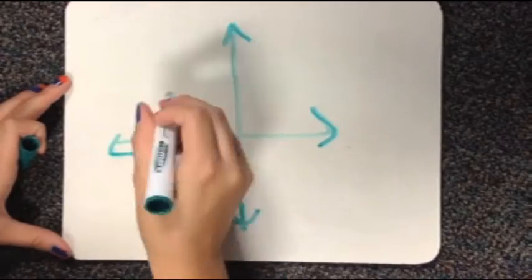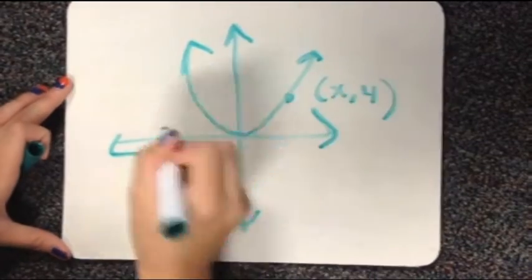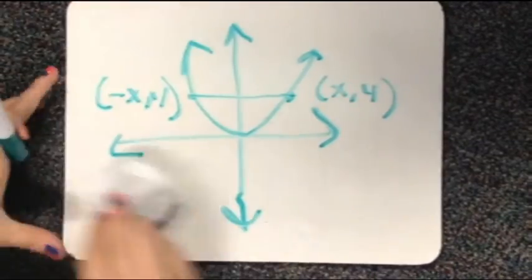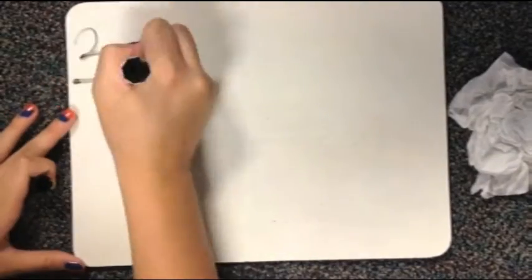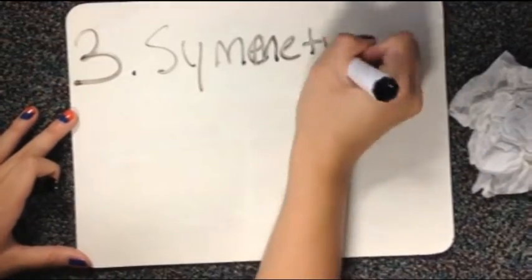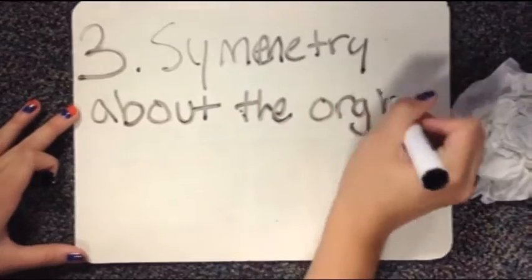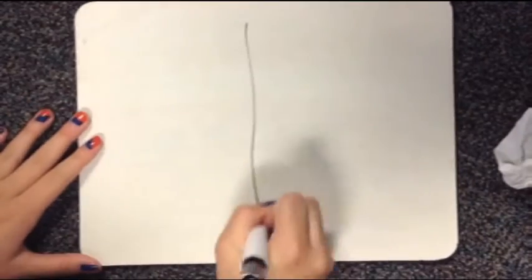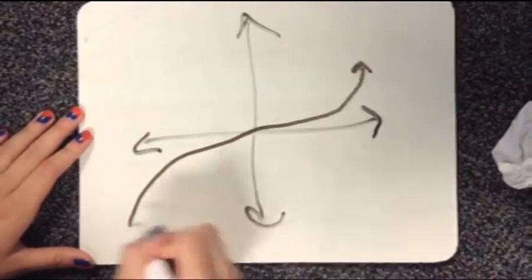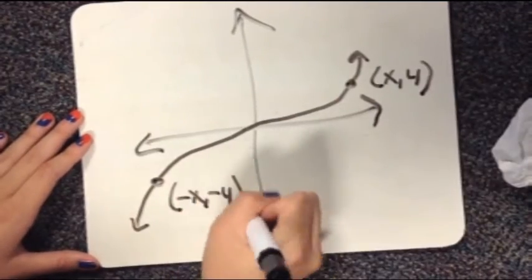The second type of symmetry is the y-axis. This is that for every y, there is both a positive and negative x. The third type of symmetry is about the origin. This is that for every coordinate pair x, y, there is also a coordinate pair negative x, negative y.